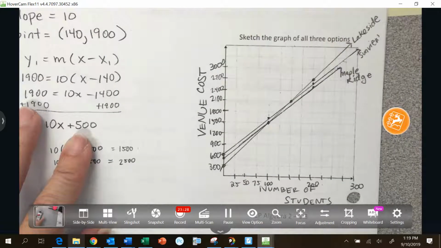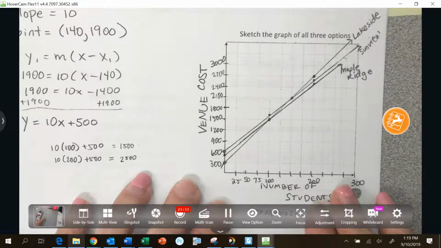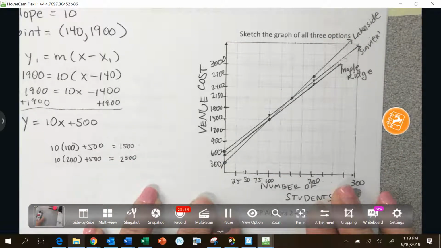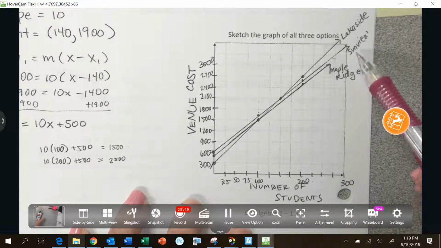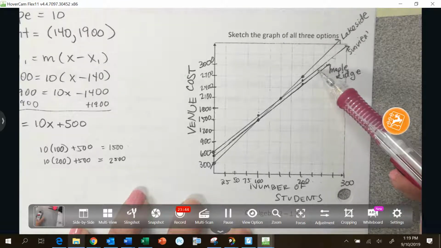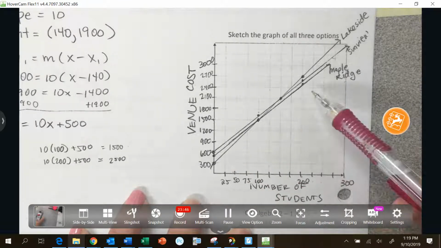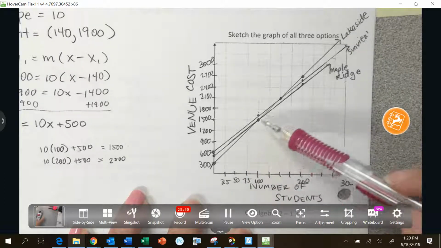So when I graphed it, and it's kind of hard to see, I tried my best 20 times to make it look really good for you guys. If you see over here where it says Maple Ridge, and then you see Sunview, because they both charge the same amount per student, they're parallel. Their lines are parallel. They'll never cross. But Lakeside charges more per student. It eventually goes higher.